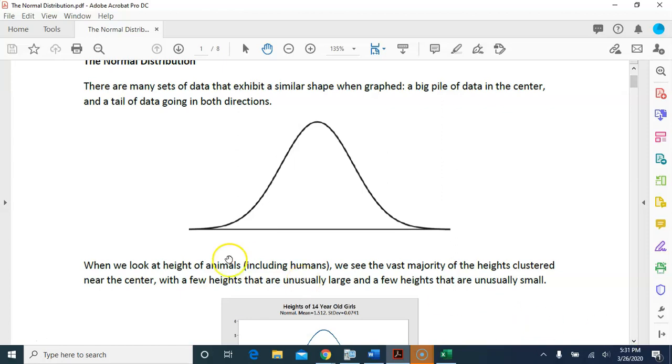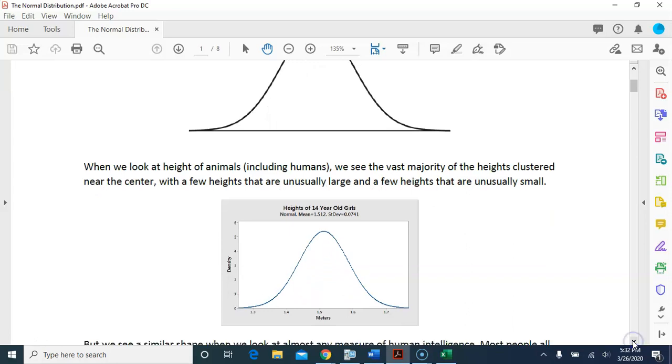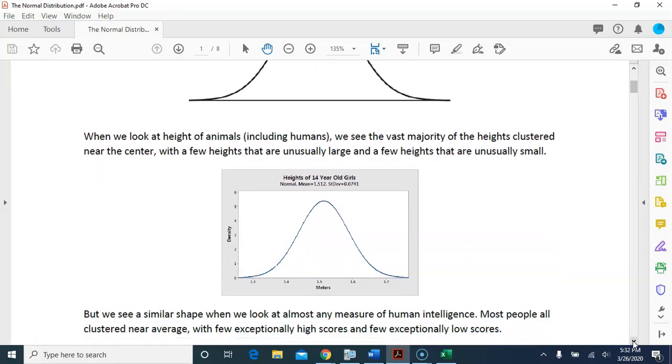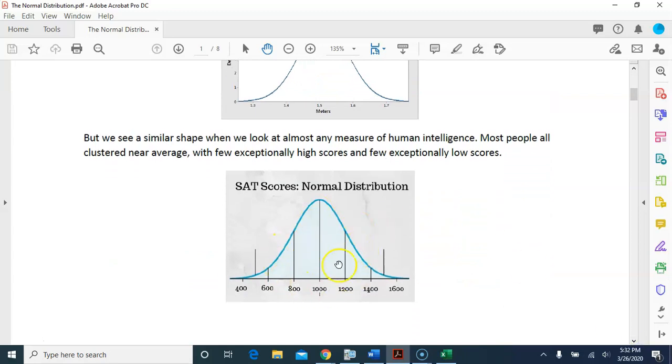For example, if we look at the heights of animals, whether it's animals or humans, most of the data is clustered around the center, around the average, with a little bit of data coming out in this tail and a little bit of data coming down in this tail. So this is an example of some female heights that follow a normal distribution. But you also see this same shape when you look at almost any measure of intelligence. For example, you look at SAT scores, the majority of SAT scores are within a couple hundred points of average, and you have a few unusually high scores over here and a few unusually low scores down there.